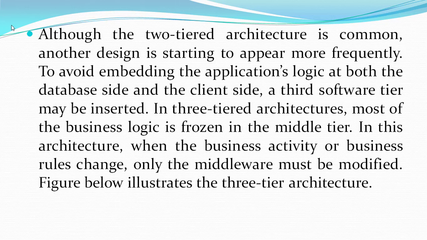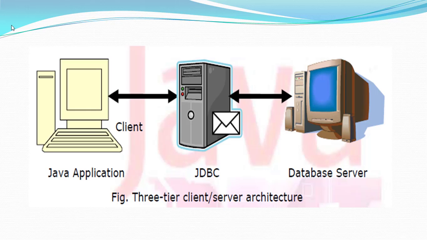The figure below illustrates the three-tier architecture. In this figure, the Java application is situated on the client machine, the JDBC drivers and JDBC application are situated on the server, and the database server is on another system on the server side. This is called the three-tier client server architecture.